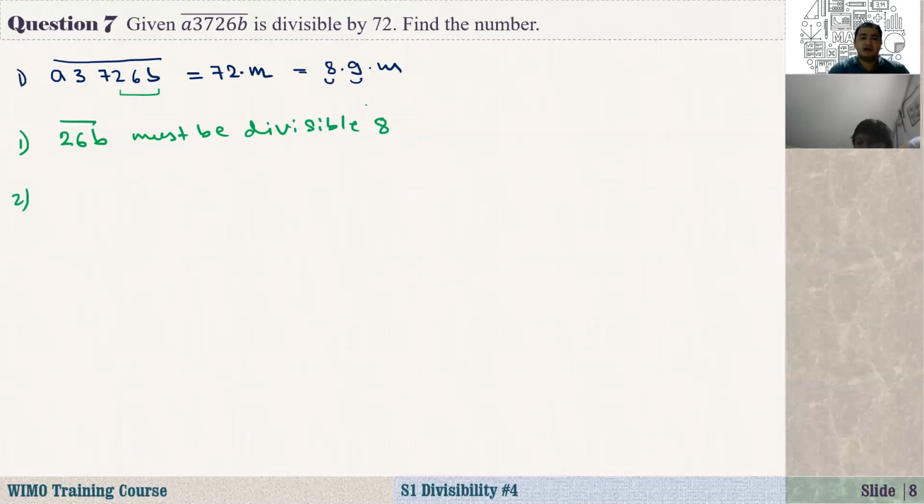And number 2, to be divisible by 9, we know that the sum of the digits of the number must be divisible by 9, right? So what is the sum of the digits of this number? It is A plus 3 plus 7 plus 2 plus 6 plus B. Now, if you simplify this, 3 plus 7 is 10, 2 plus 6 is 8, so here we have 18 plus A plus B. It should be divisible by 9, okay?